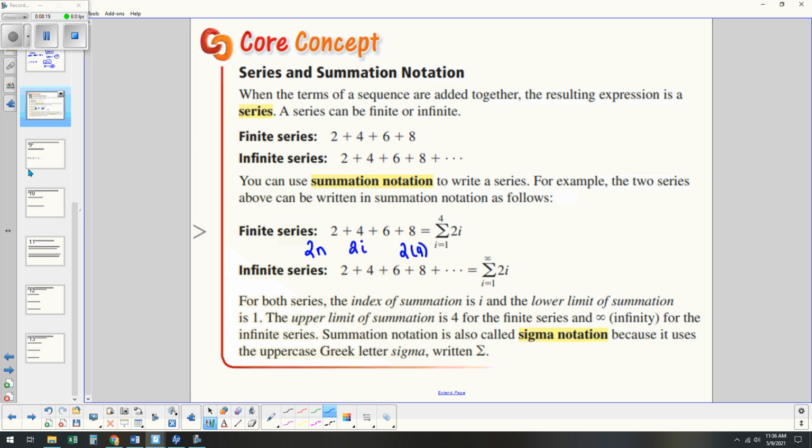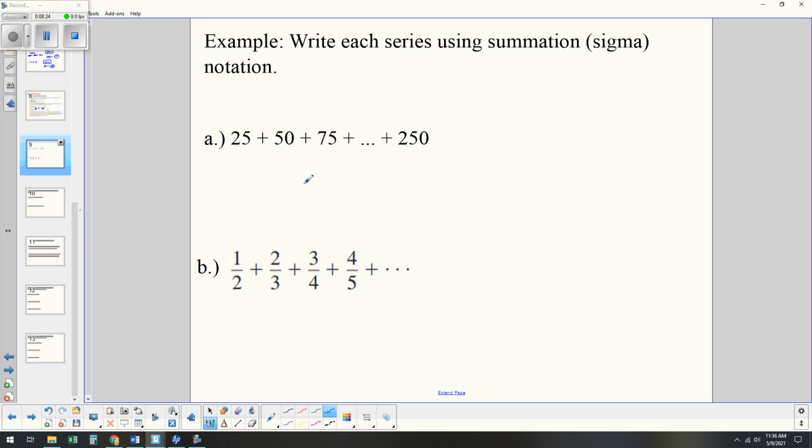So let's just try to write each of these in summation notation. I know my first term, i is 1. And if I were to look at each of these, this is 25 times 1. This is 25 times 2. This is 25 times 3. And if I went all the way to the end, this would be 25 times 10. So I started at 1 and went up to 10. And my rule was 25 times i.